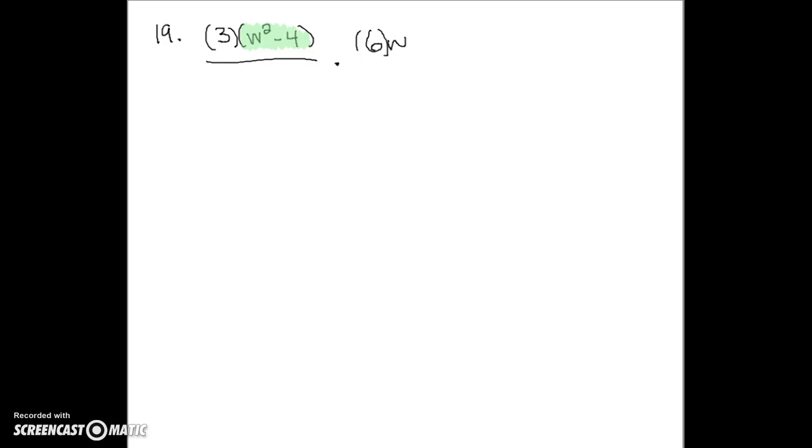6w over w plus 2 and w minus 2. All right, in green, tell me what I have there. What is that formula called?